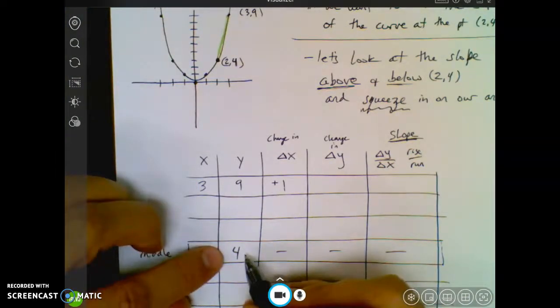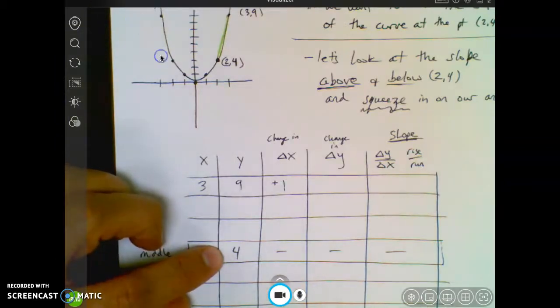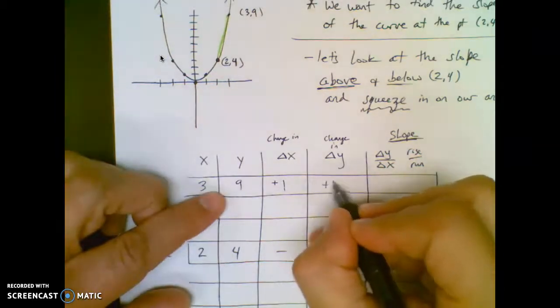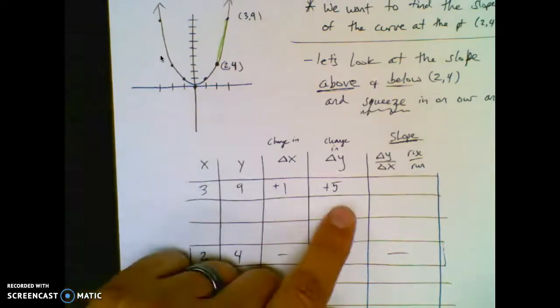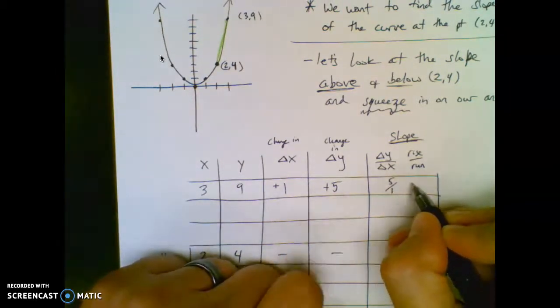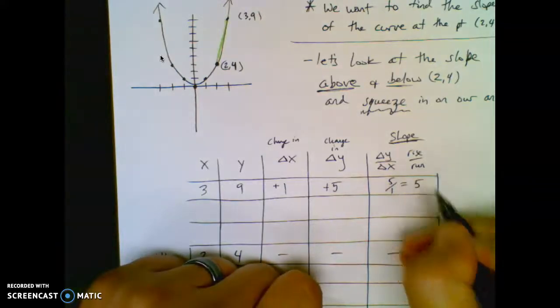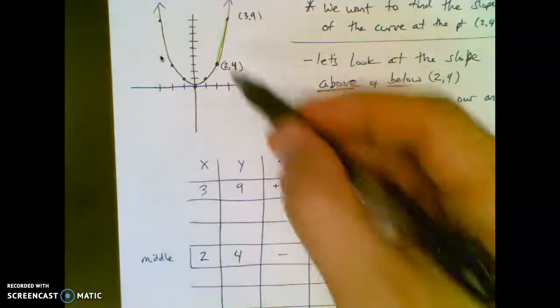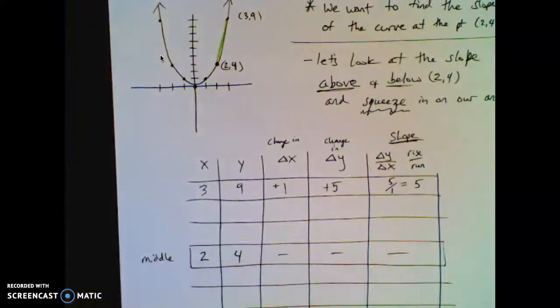My y was 4, and now it's a 9. It went up 5. Well, guess what? What's my change in y over change in x, also known as a slope of 5? That's how steep that green line is. It has a slope of 5.